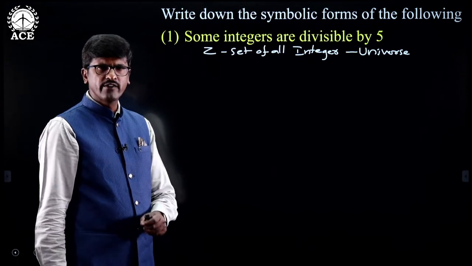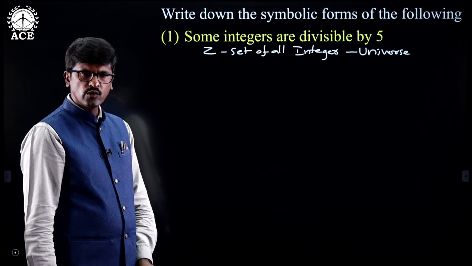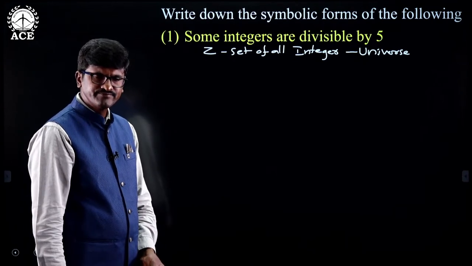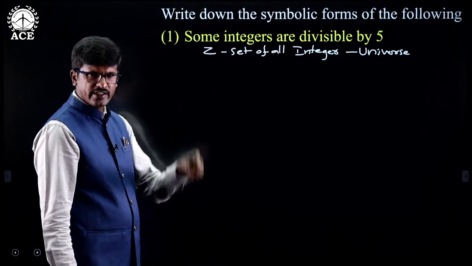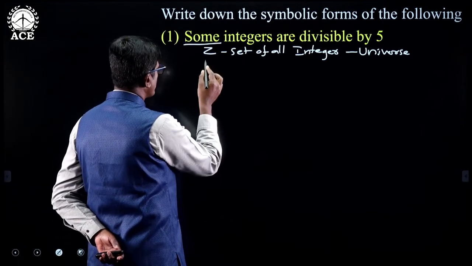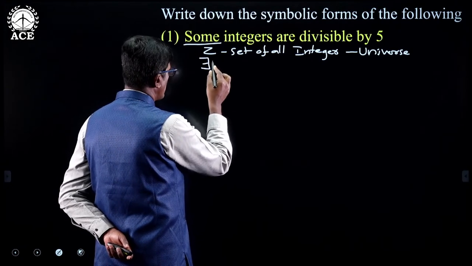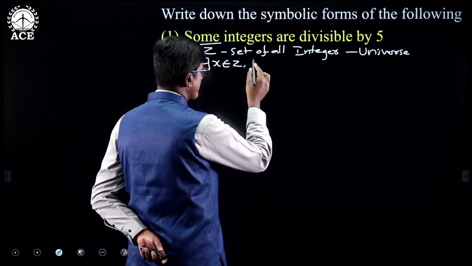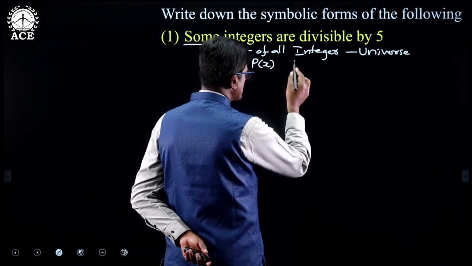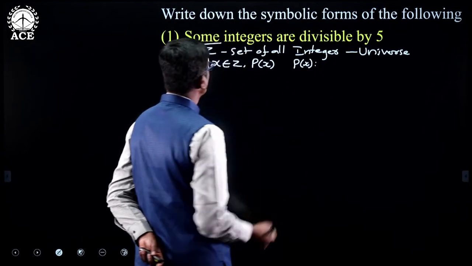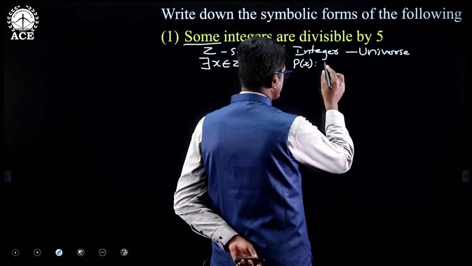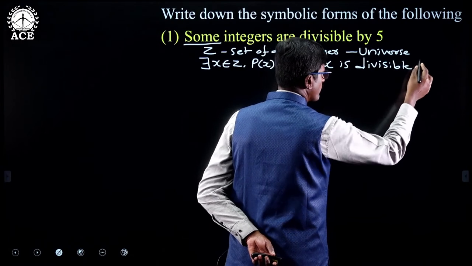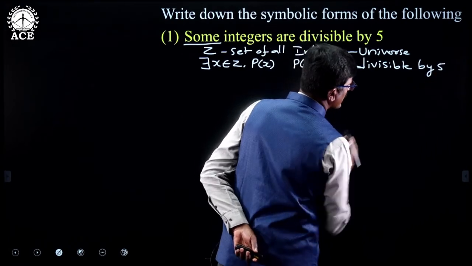As I told you, every quantified statement has a quantifier, universal or existential, an open statement, and a universe. I have identified the universe. Now, for some, this is the existential quantified statement: for some x belongs to Z, P of x. What is P of x? P of x is: x is divisible by 5.